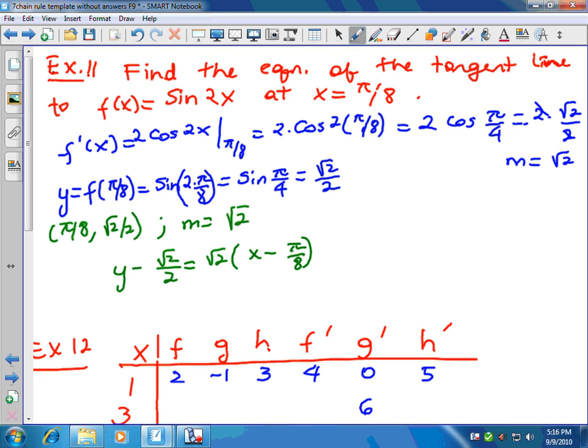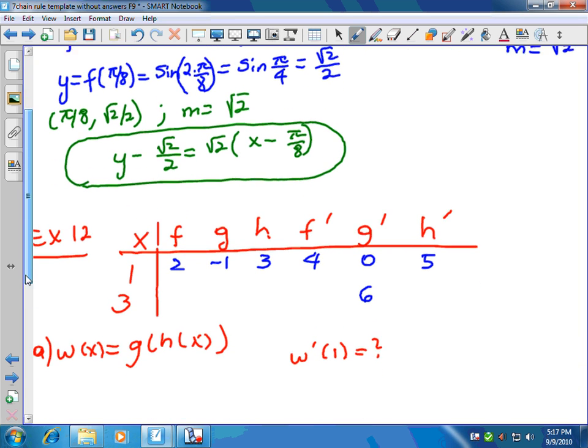And I know you can simplify this, you can distribute your root 2 and add the root 2 over 2 to both sides. But when numbers are so messy, like when you have pi and so forth, I'll allow you to leave the answer in the point slope form. So if you left it like this, it's fine. Or if you prefer, you can go a step further.